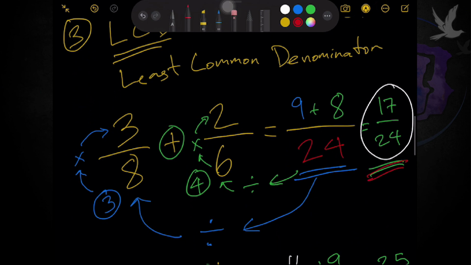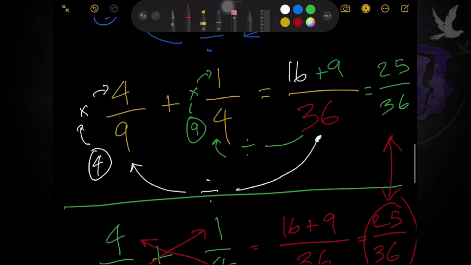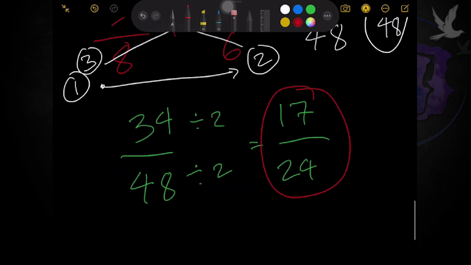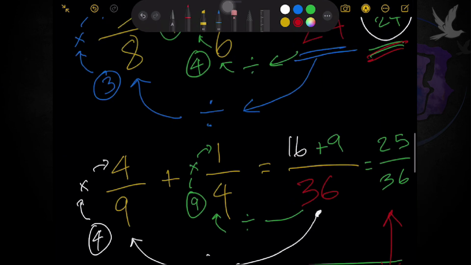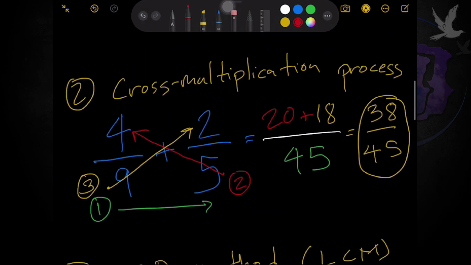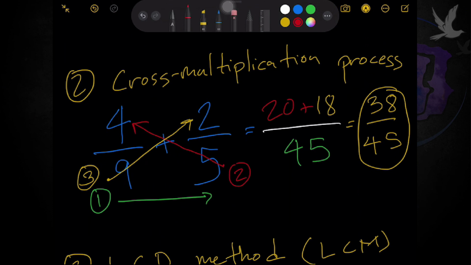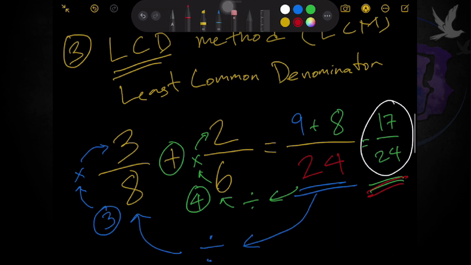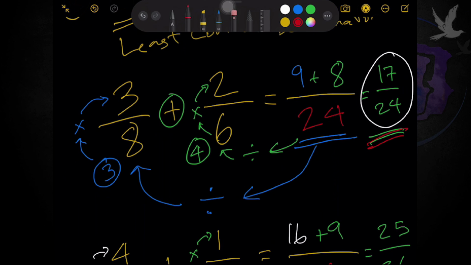17 over 24. So, like what I've said earlier, as long as you know how to simplify, this cross multiplication process is the best. Kasi para sa akin, it is the best method because it's the fastest one for me. While LCD method, long process masyado. You have to divide, then multiply, then ganun. Marami ka pang gagawin. Although, in this case, you don't need to simplify anymore because your answer will already be simplified. Okay? So, that's basically it for this topic.